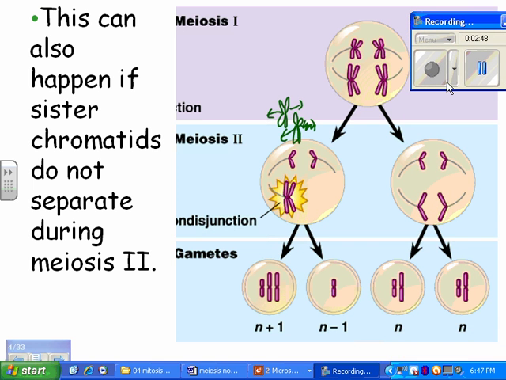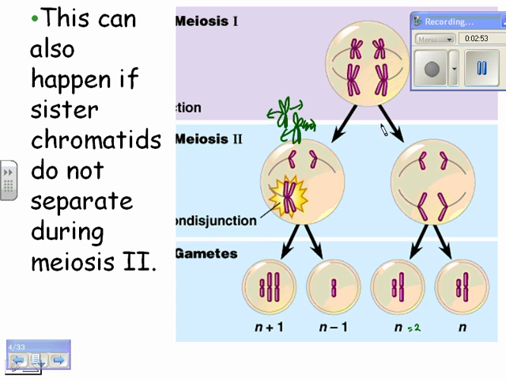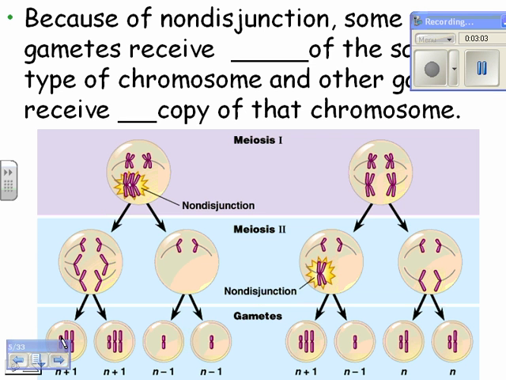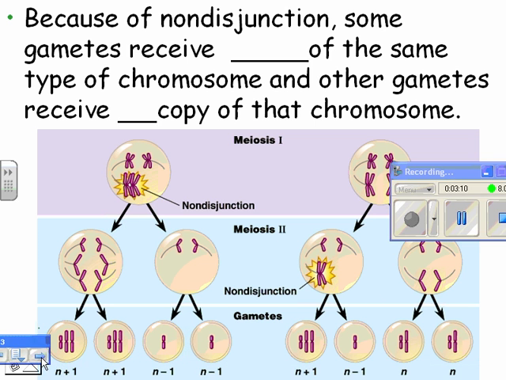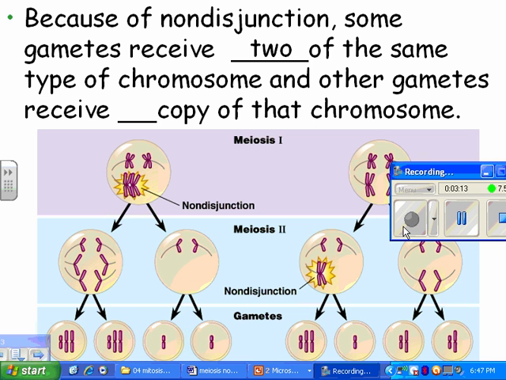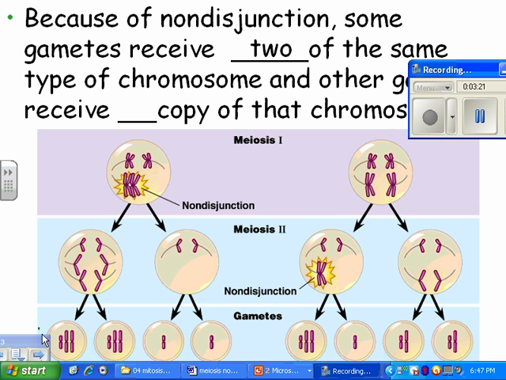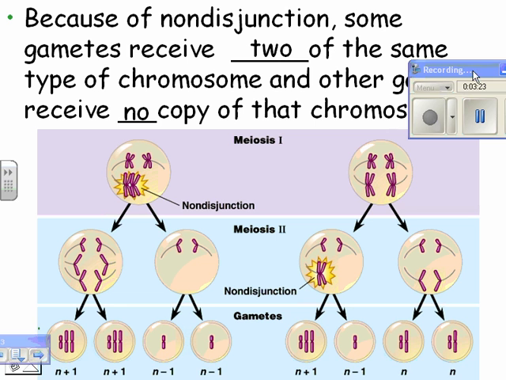So that means this set ends up just fine. n equals 2, n equals 2 is the way it's supposed to be. Remember, because up here 2n equals 4 for this one. This one gets an extra one because it's come this way, and this one gets one too few. So the mess up can happen either in meiosis 1 or it can happen in meiosis 2. So because of nondisjunction, some gametes receive 2 of the same type of chromosome, and other gametes receive no copies of that particular chromosome.